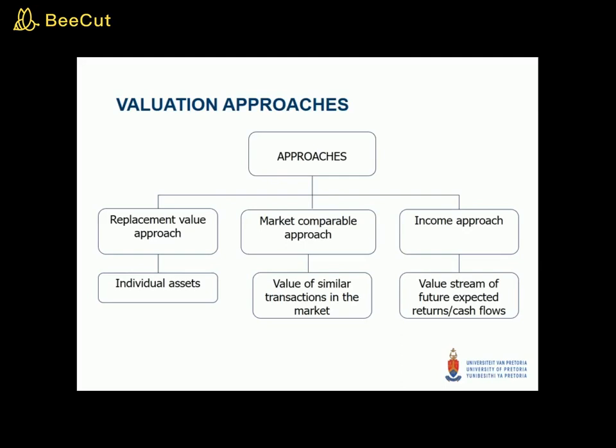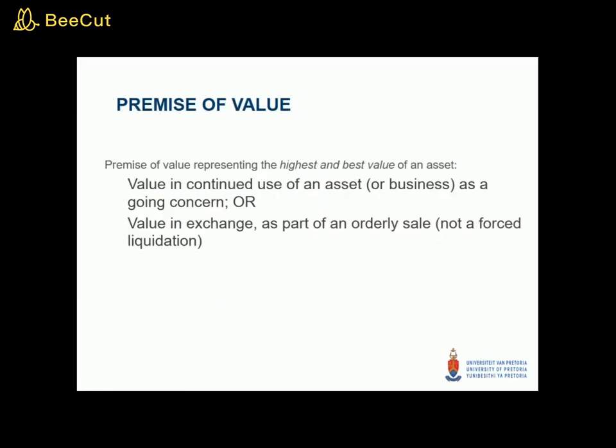What we're going to move on to in FBS 705 is looking at, in addition to these two approaches, the income approach. And when we're looking at the income approach, we are determining what is the value of the future cash flows which that entity or that business generates. In other words, we're looking at the value in the continued use of those particular assets.